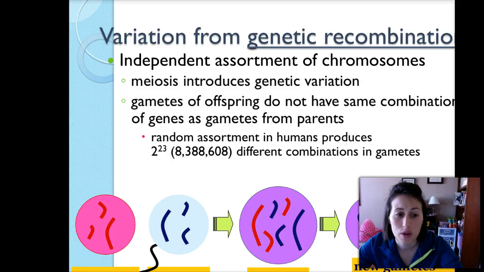Because of random assortment, we get 2 to the 23rd power, because we have 23 types of chromosomes, right? And there are 2 of each. So because of that, we get 2 to the 23rd possible different genetic combinations in our gametes. If you do the math, that's over 8 million different gametes that you are producing.